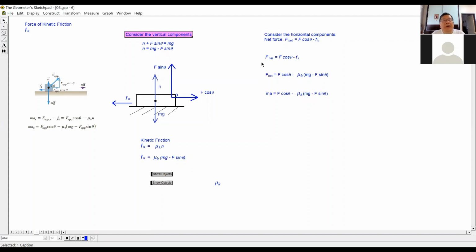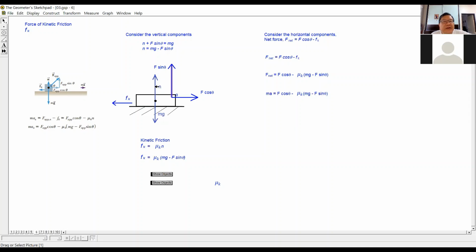Consider the vertical component of the forces acting on the object. Now, how many vertical forces are acting on this object? Look at the diagram. Can you tell me how many vertical forces are acting on this object, by looking at the vertical arrows? This is one of the vertical arrows. Any more vertical arrows?